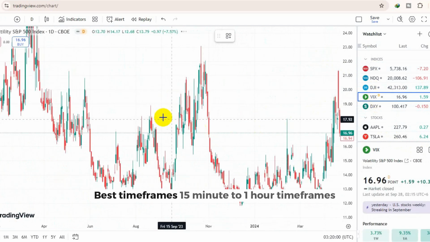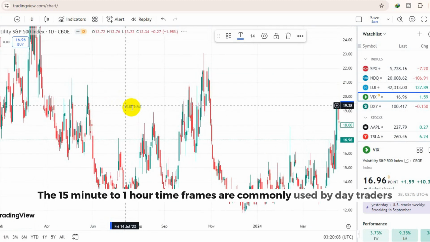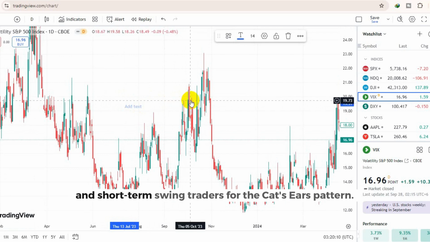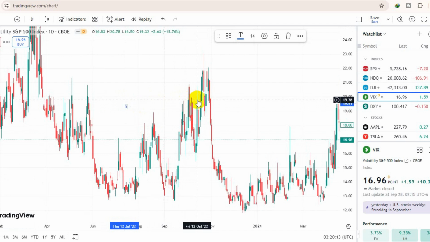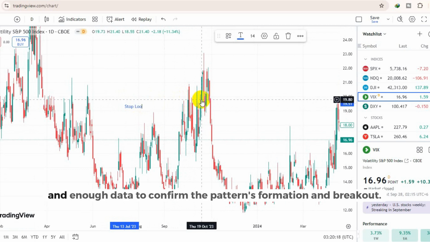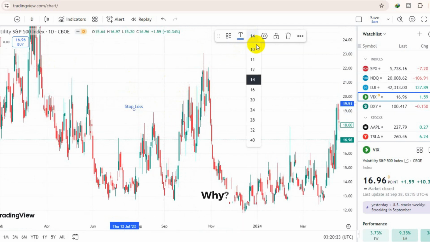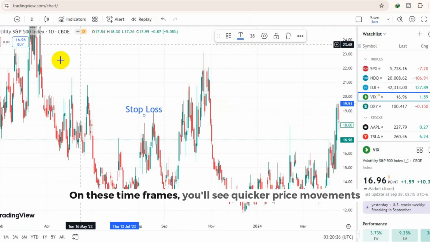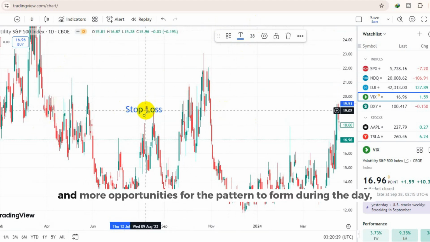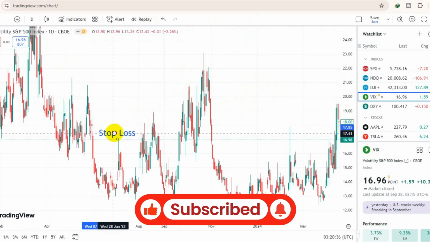Best time frames. 15-minute to 1-hour time frames. The 15-minute to 1-hour time frames are commonly used by day traders and short-term swing traders for the cat's ears pattern. These time frames offer a balance between quick price action and enough data to confirm the pattern's formation and breakout. Why? On these time frames, you'll see quicker price movements and more opportunities for the pattern to form during the day, making it ideal for capturing short to medium-term trades.